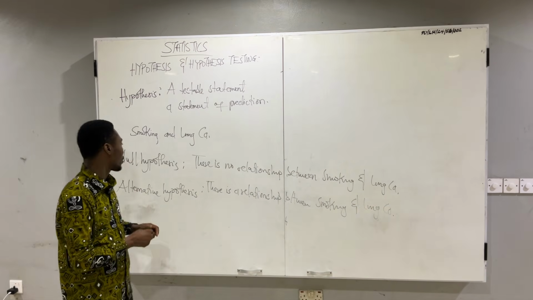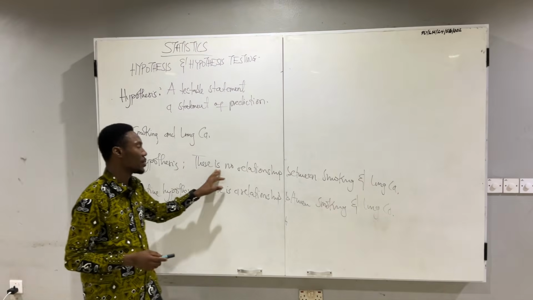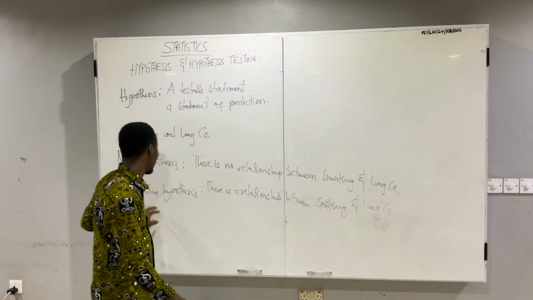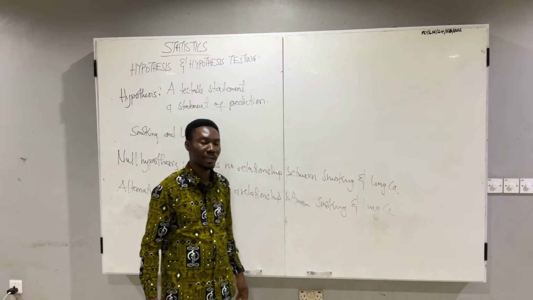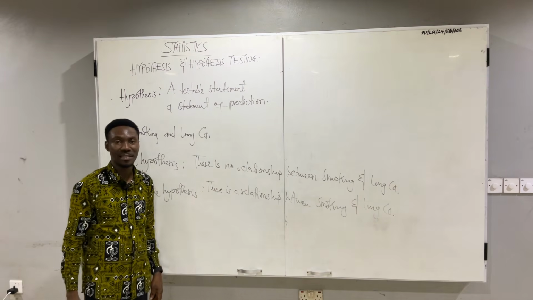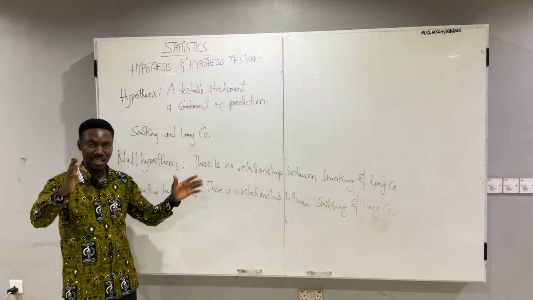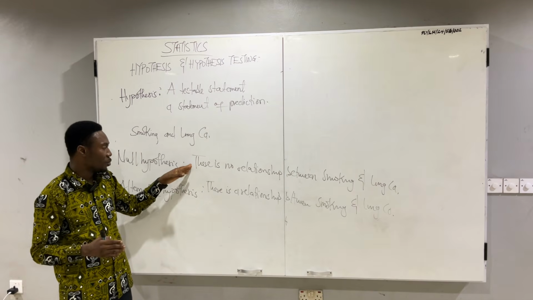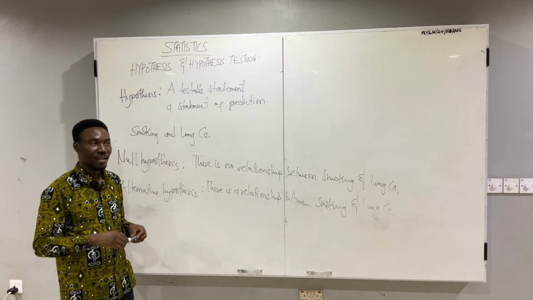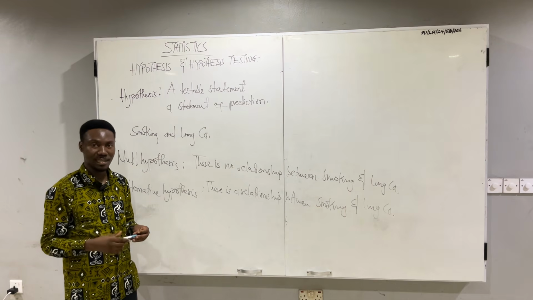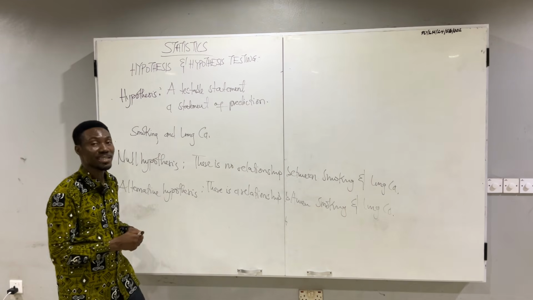So now look at this. You see we have the null hypothesis: there is no relationship between smoking and lung cancer. Alternative hypothesis: there is a relationship between smoking and lung cancer. So you see we have two hypotheses here, meaning you have two chances. It's either you go in for the null or you go in for the alternative. Now during the decision making in statistics, we do not use the word accept.